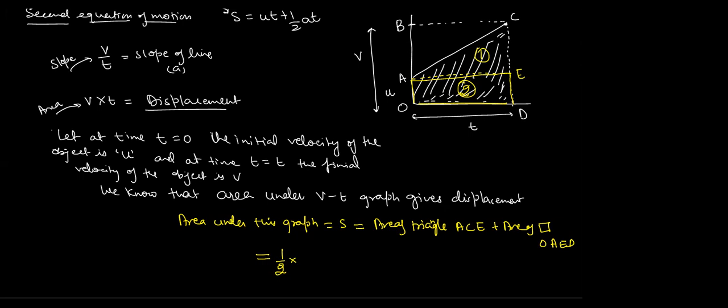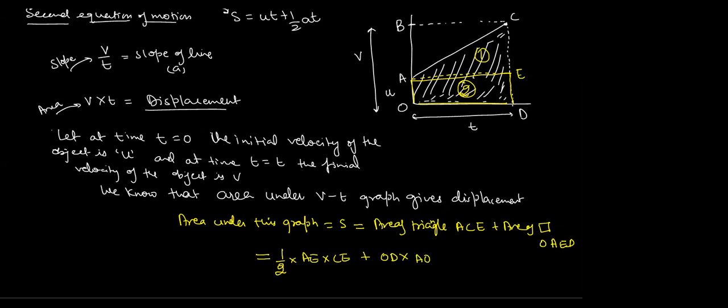So this one I'm writing here: half into the area of this triangle will be what? Base into height. So what is the base? Base is AE, but actually AE is also equal to OD. Since AE is equal to OD, we can write half into AE into CE plus the area of the rectangle. What will be the area of the rectangle? That will be OD into OA, meaning length into breadth. So length is OD and breadth is OA.